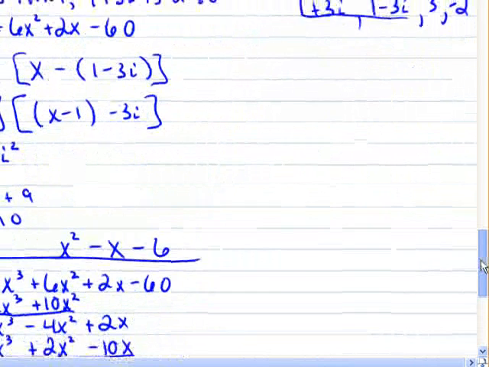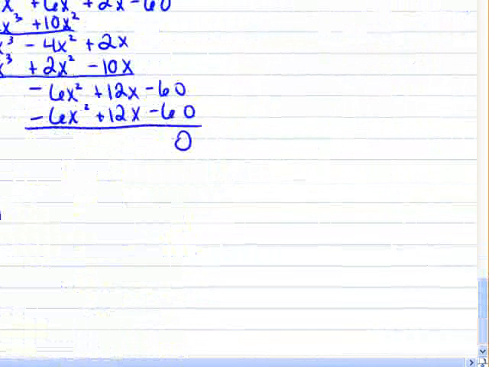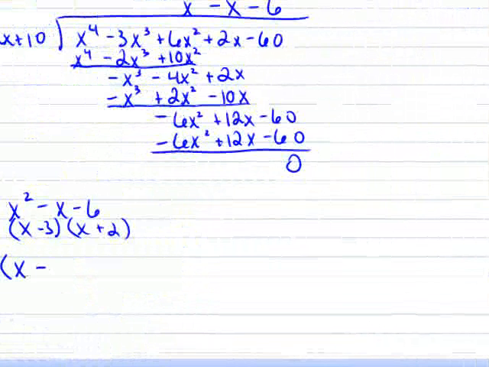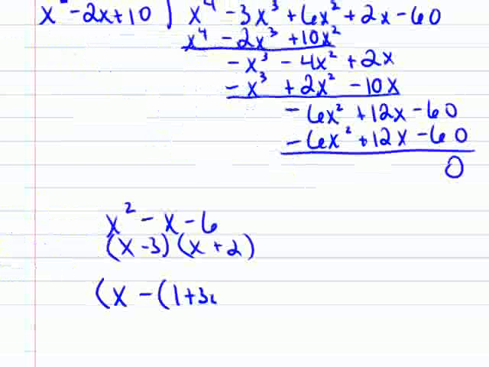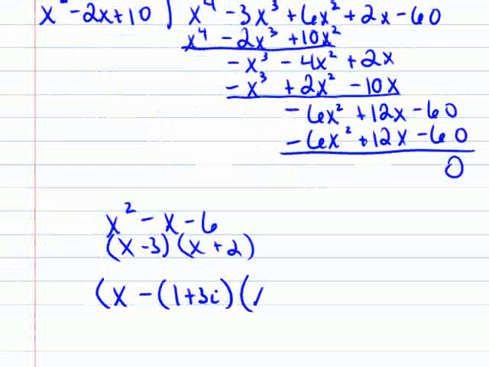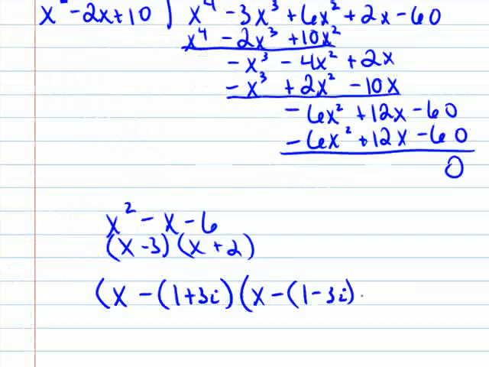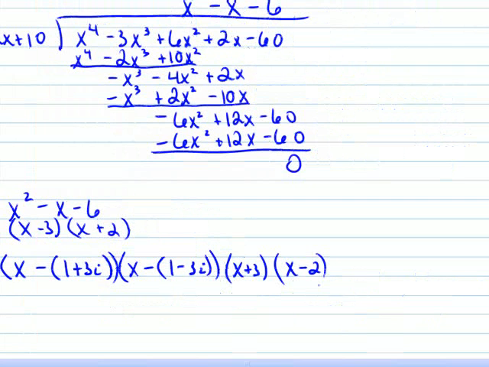To factor completely, let's write them all out. 1 plus or minus 3i. So I have x minus 1 plus 3i, x minus 1 minus 3i, x plus 3, x minus 2. 1, 2, 3, 4. 4 zeros.